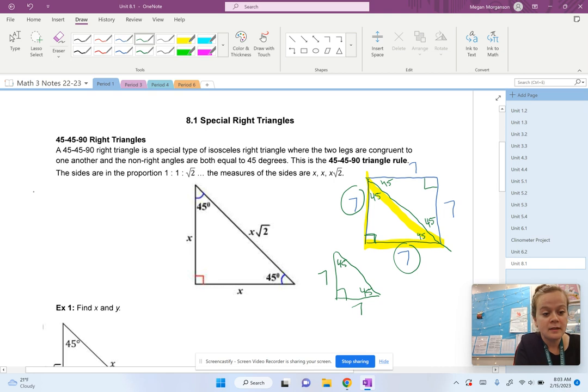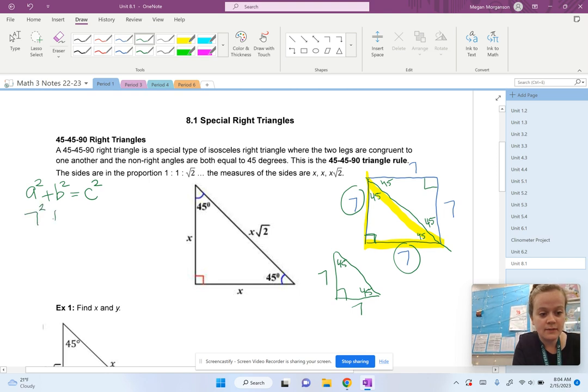So let's do that. So remember Pythagorean theorem is a squared plus b squared equals c squared. And we know the two legs are 7 and 7, so I'm going to plug those in. A is 7, B is 7. We want to know the hypotenuse. Hypotenuse is always C. Put a C right here. Okay, 7 squared is 49. 7 squared is also 49. So C squared is 49 plus 49, which is 98.